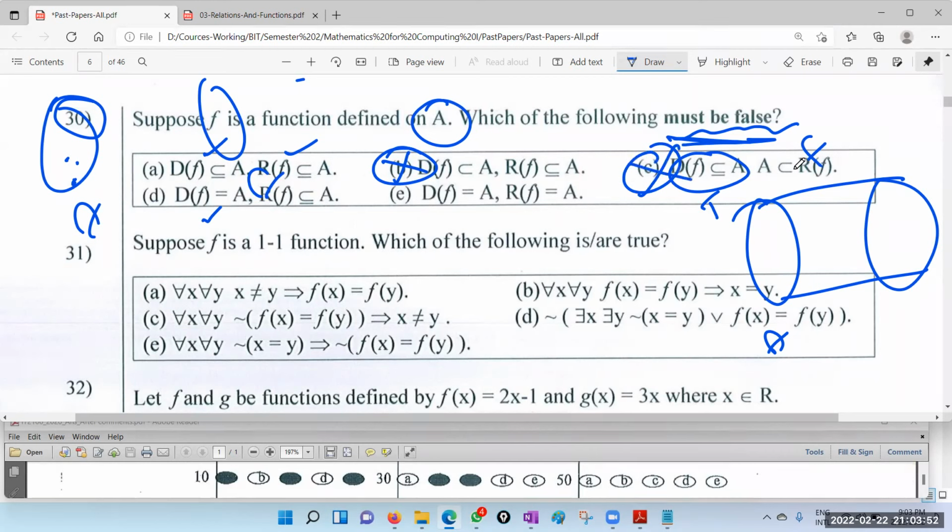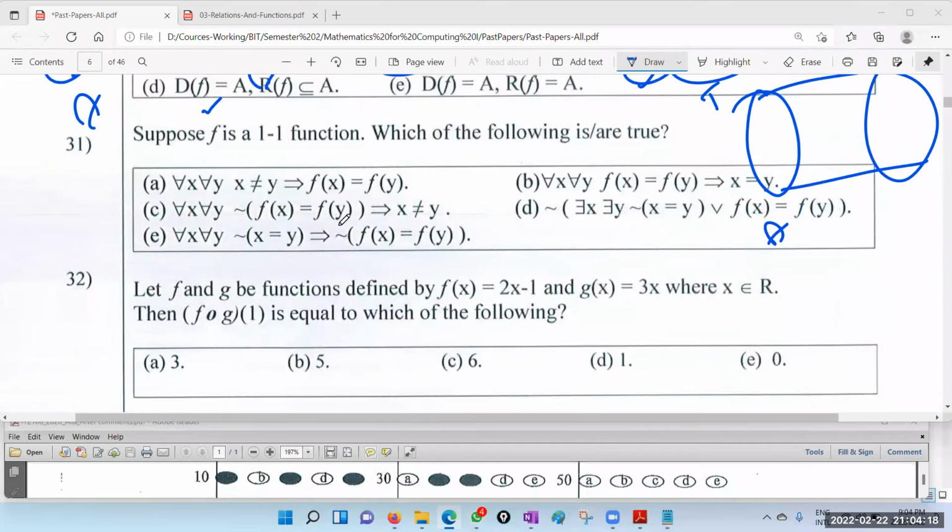Okay, so it's a tricky question, right? Your range is a proper superset of A means some of the values have mapped outside. So that means those values you can consider as orphan values. Okay. Right. So the answer is B and C. B and C. Okay.